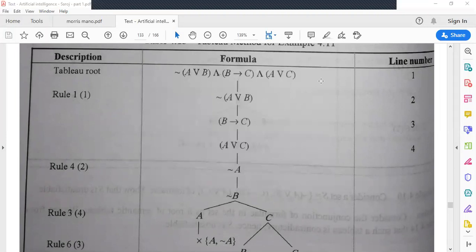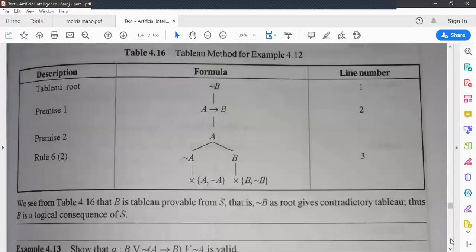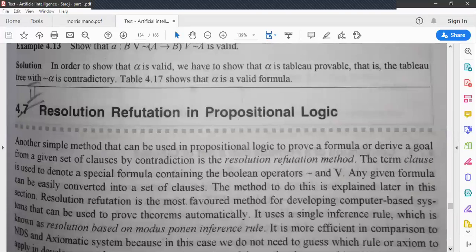So our meeting will end in 10 minutes. So I urge you all to please, you all have the soft copy of the textbook. Go through this example. Let me give you a basics.